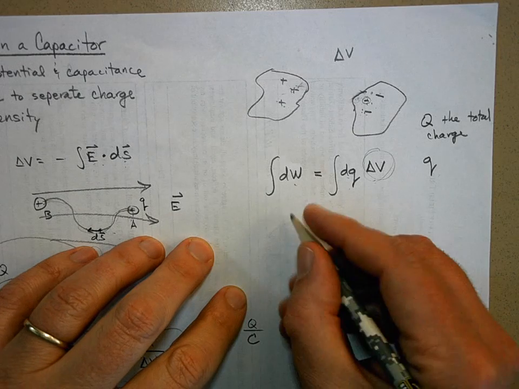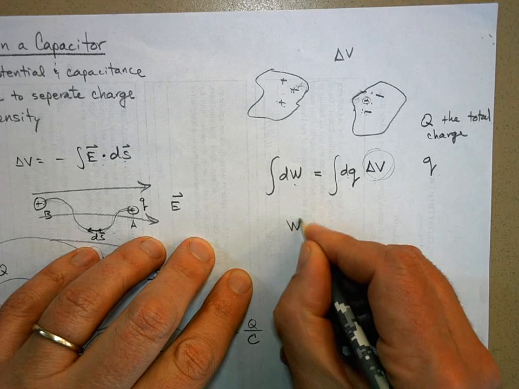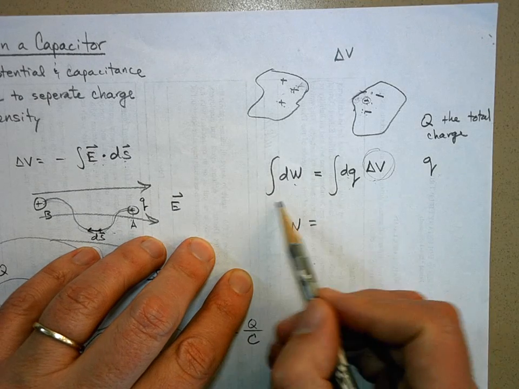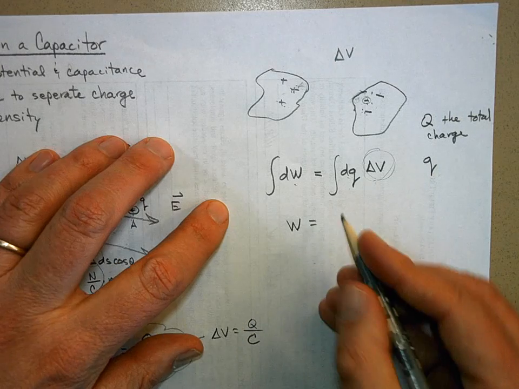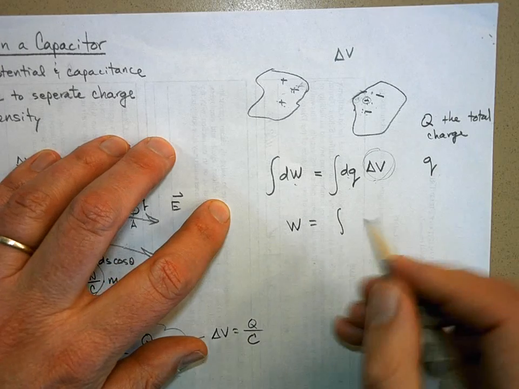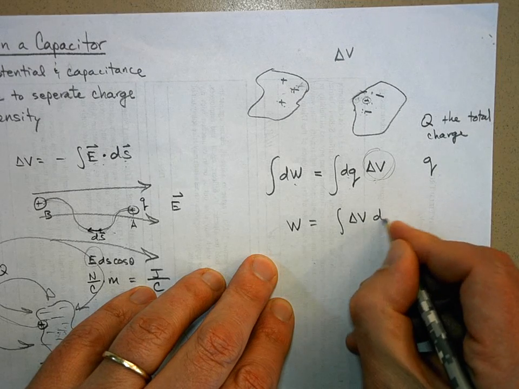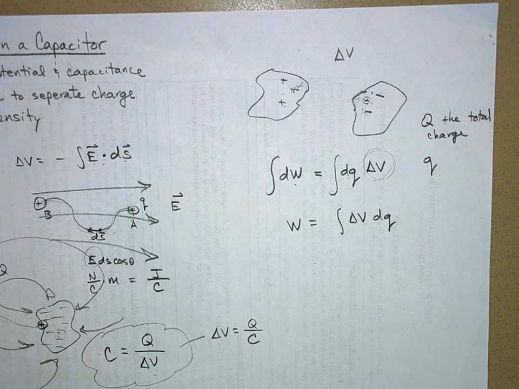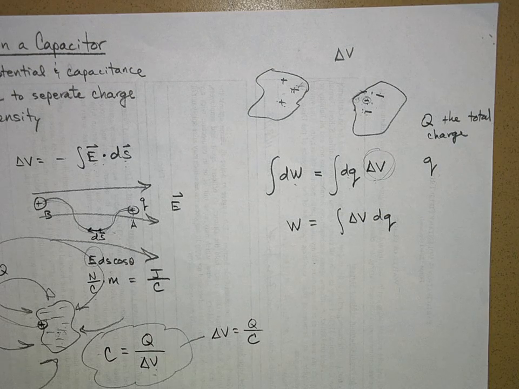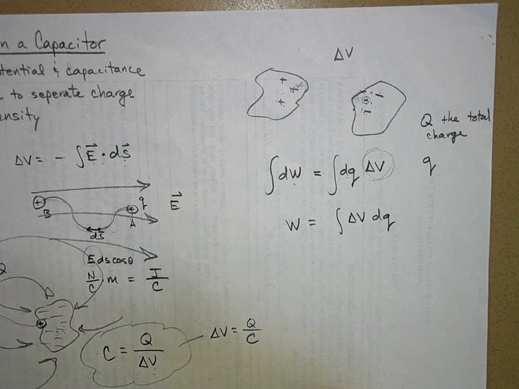Okay, so that's going to be the work. When I add up all the little bitty works, it's going to do that. And now I want to be able to integrate here. Let's just go delta V times dq, just so it's in the right order. All right. But what do we know about delta V?